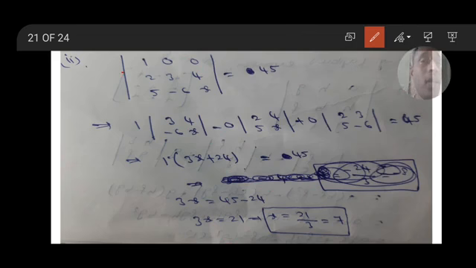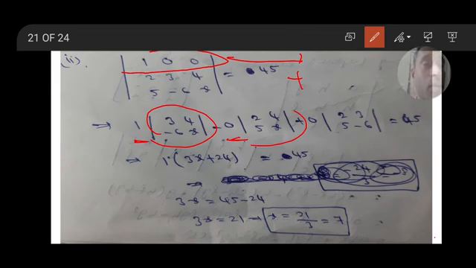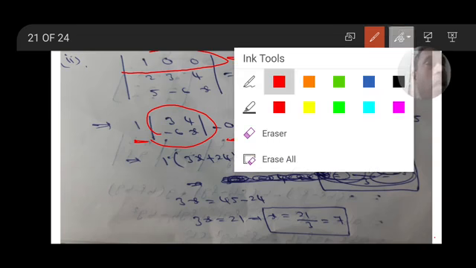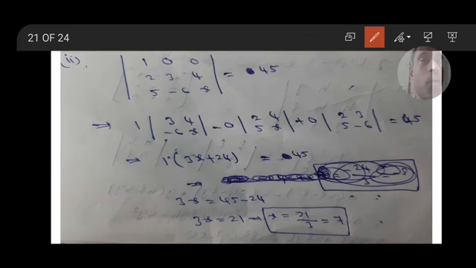Means we have to take, generally we will do this one. First row means first element is plus element into minor, minus element into minor, plus element into minor, plus minus plus. If you take the second row, minus plus minus. If you take the third row, plus minus plus. If you take columns also, this is the column. Okay, remember that generally we will do the first row, plus minus: first one is plus, next one is minus, next one is plus. If it is a minus element, minus of minus will come as a plus.